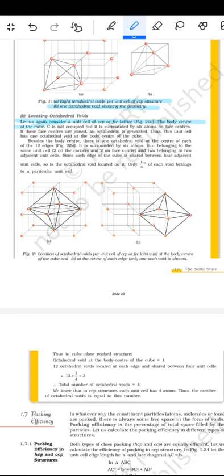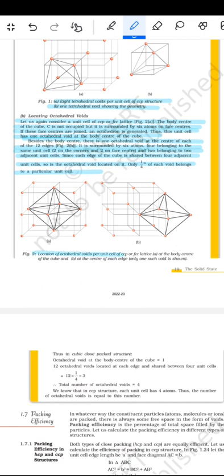The body center of the cube is not occupied but it is surrounded by the 6 atoms on the face center. If these face centers are joined an octahedron is formed, thus this unit cell has the one octahedral void at the body center of the cube. Besides the body center, there is one octahedral void at the center of each of the 12 edges. It is surrounded by the 6 atoms, 4 belonging to the same unit cell, 2 on the corners and 2 on the face center, and the 2 belonging to the 2 adjacent unit cells. Since each edge of the cube is shared between 4 adjacent unit cells, so the octahedral void located on it, only 1/4 of each void belongs to a particular unit cell.